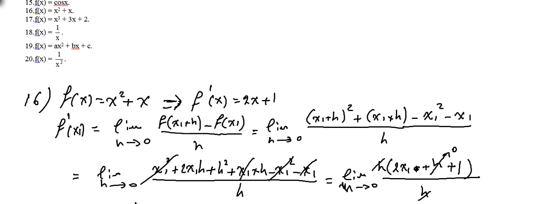Let's do the other one, which is 17. It's the same thing exactly, but we have a cube here, and it takes a little bit of time. So f prime of x will be equal to 3x squared plus 3. So you can try it yourself.